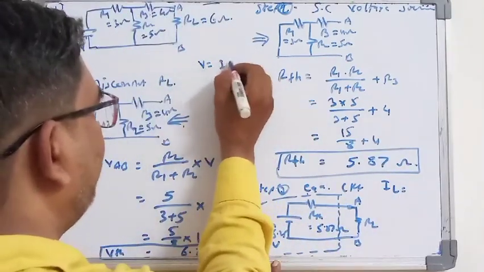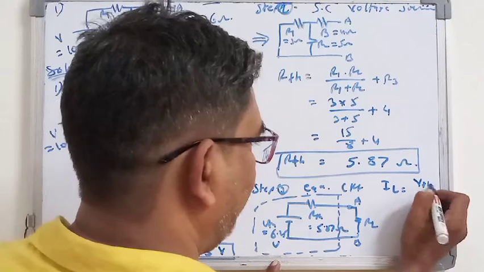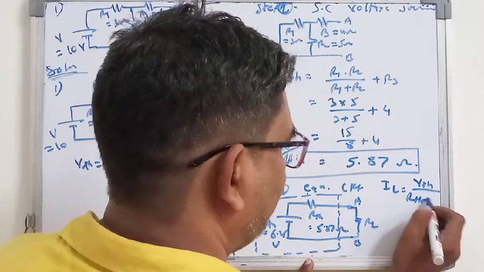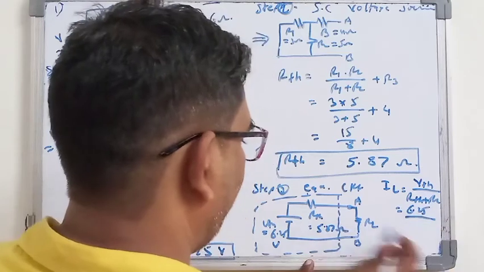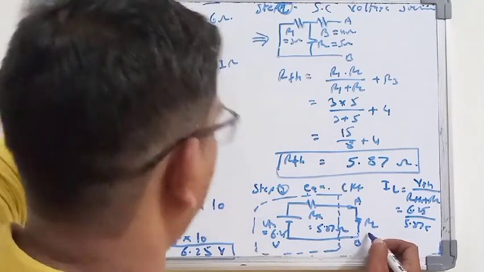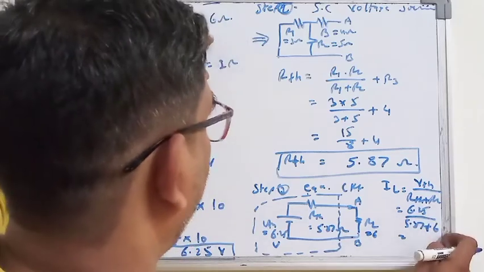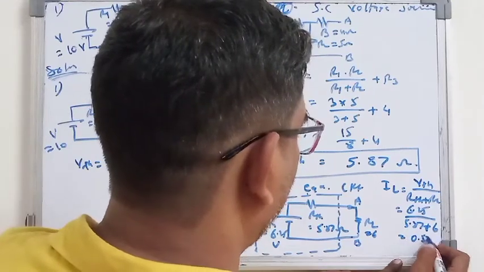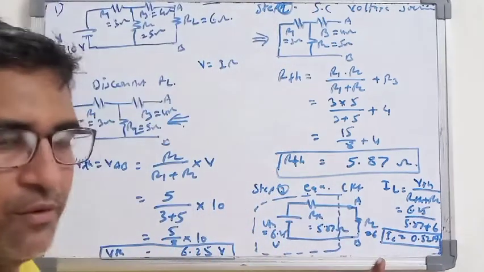V is equal to I into R. So I is equal to V upon R. What is the value for V? It is VTH divided by RTH plus RL, since these resistances are in series. It is equal to VTH value 6.25 divided by 5.87 plus the RL value I have to put, it is 6. So after solving, you will be getting the value 0.52 ampere. IL value 0.52 ampere. Okay, students.